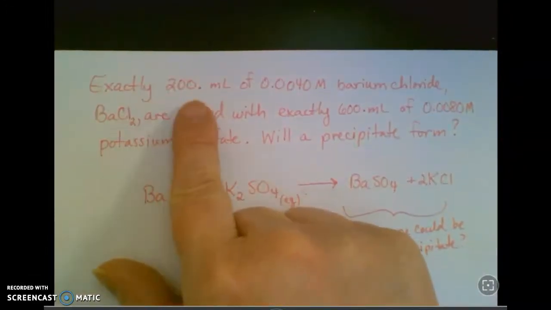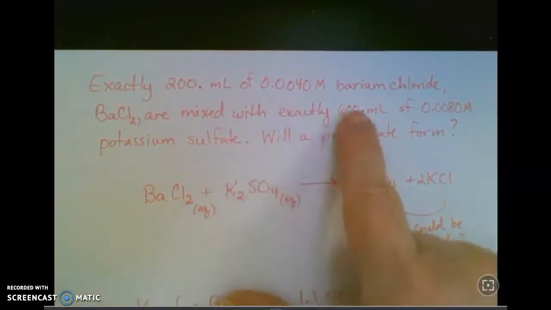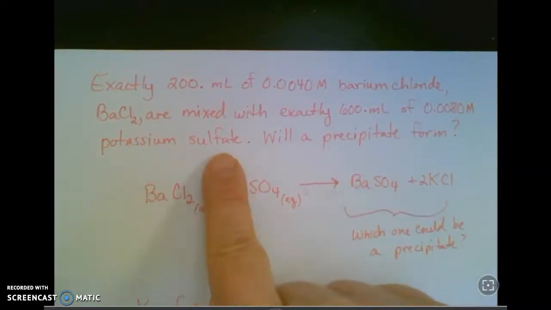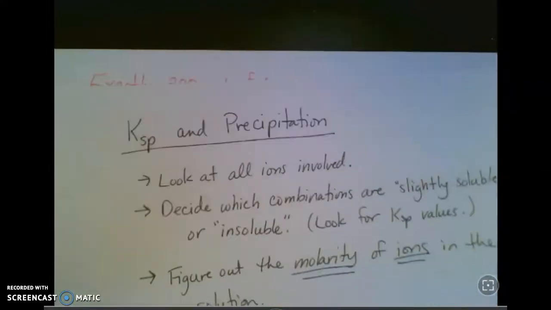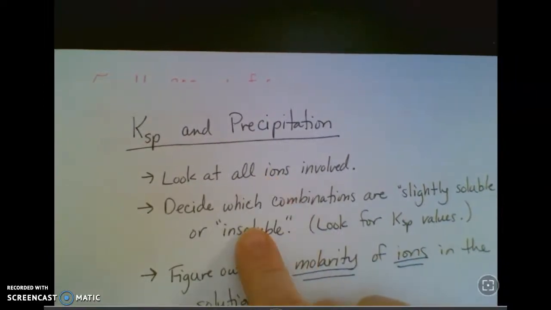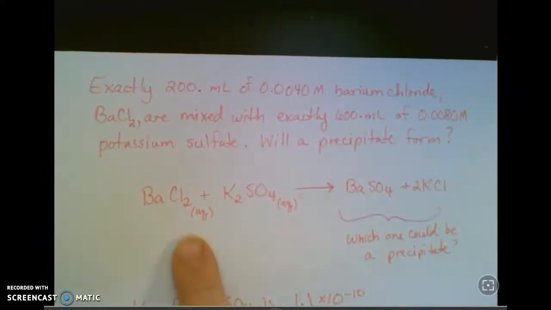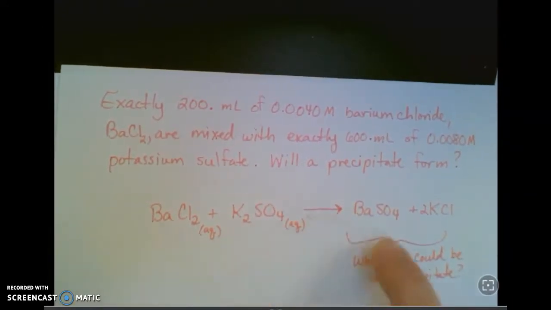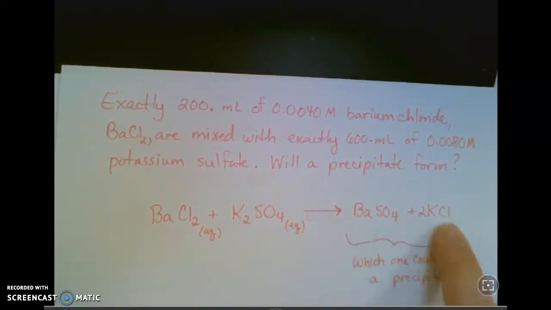So exactly 200 milliliters of 0.004 molar barium chloride are mixed with exactly 600 milliliters of 0.0080 molar potassium sulfate. Will a precipitate form? So I'm going to look at the ions that are involved and decide which one of those might form a precipitate. So that combination is going to be like this: barium chloride plus potassium sulfate, double replacement. It's going to be barium sulfate and potassium chloride.